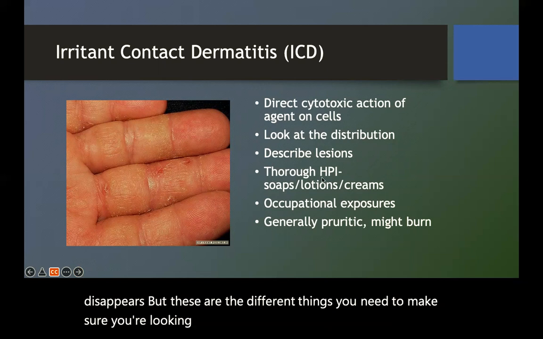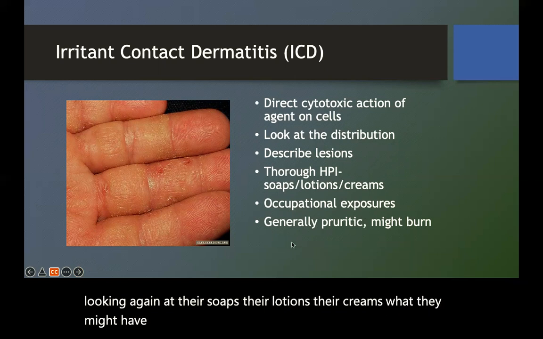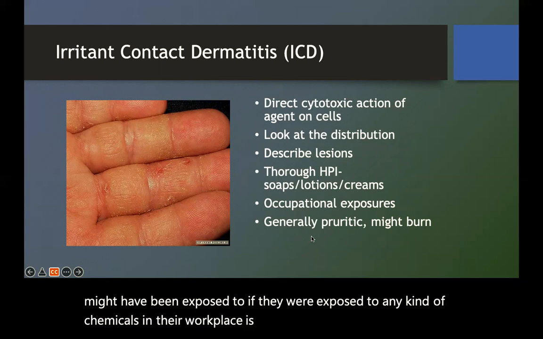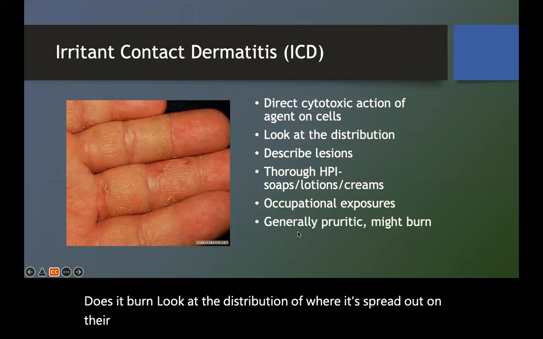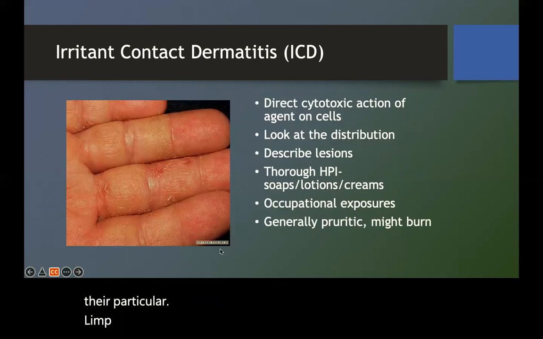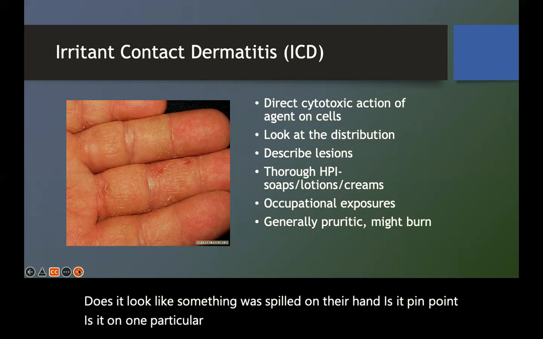You want to do a thorough HPI where you're looking again at their soaps, their lotions, their creams, what they might have been exposed to, if they were exposed to any kind of chemicals in their workplace. Is it itchy? Does it burn? Look at the distribution of where it's spread out on their particular limb or body part. How is the spread of it? Does it look like something was spilled on their hand? Is it pinpoint? Is it on one particular finger? This will probably guide you as to the causative agent that led to it.